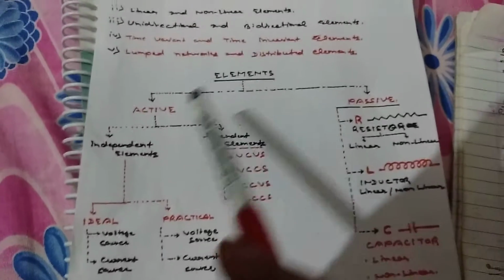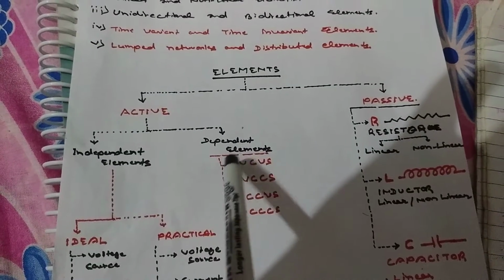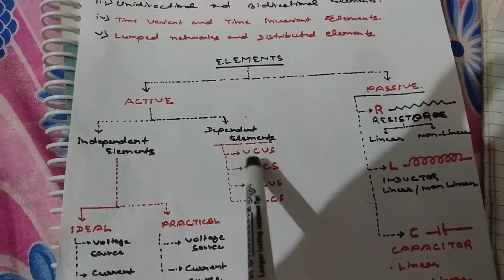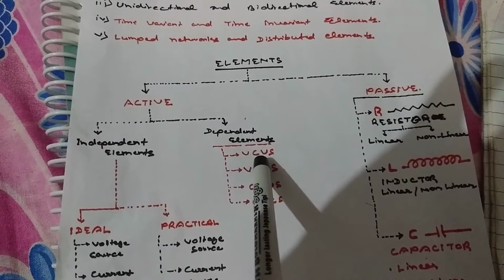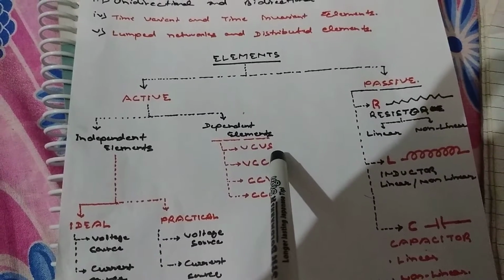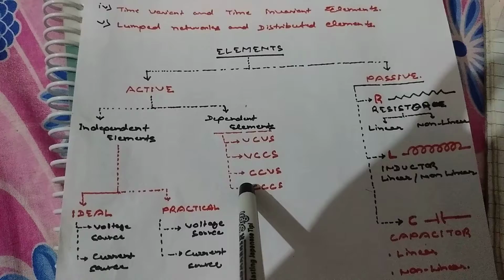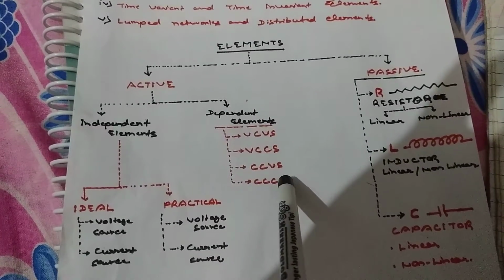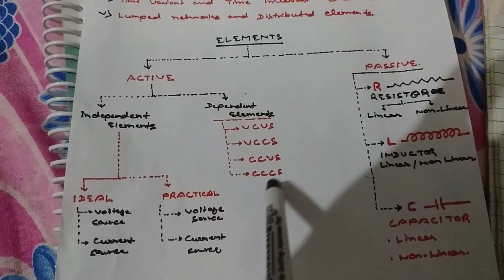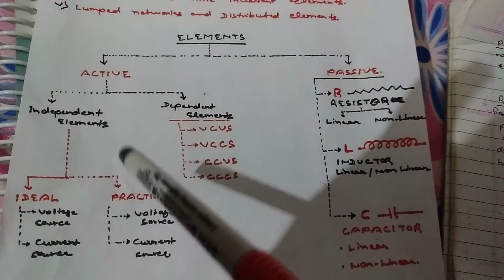Now come to this point. इस पे आइए. डिपेंडेंट एलिमेंट्स चार तरह के डिपेंडेंट एलिमेंट्स होते हैं. पहला VCVS, वोल्टेज कंट्रोल्ड वोल्टेज सोर्स. इसको बोल सकते हैं वोल्टेज डिपेंडेंट वोल्टेज सोर्स. ओके. वोल्टेज कंट्रोल्ड करंट सोर्स. Next, current controlled voltage source, and the final one we have among the dependent elements of active elements, current controlled current source. Okay, I think these are the ones we all know.